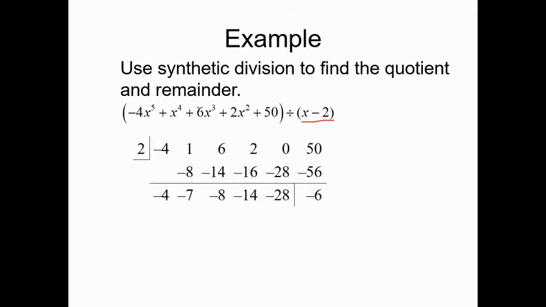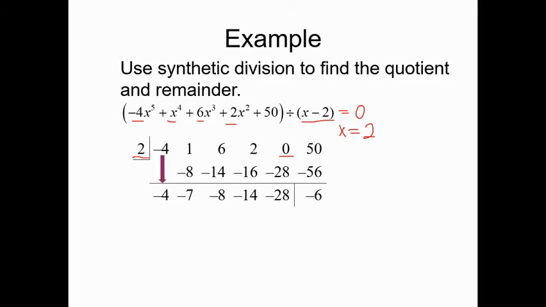Okay, we're going to set this up. So we took the negative 4, there's a 1 here, here's the 6, the 2. Notice we don't have an x term, so we had to put in a placeholder, and then we have 50. Remember that the x minus 2, if you set it equal to 0, then x is going to wind up being equal to 2, and that's why we use a 2 over here.